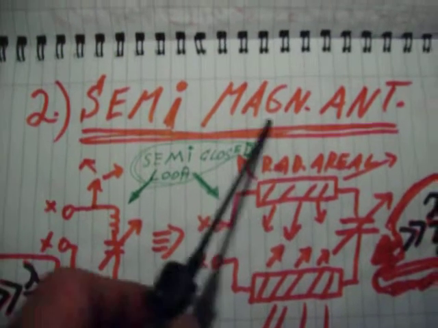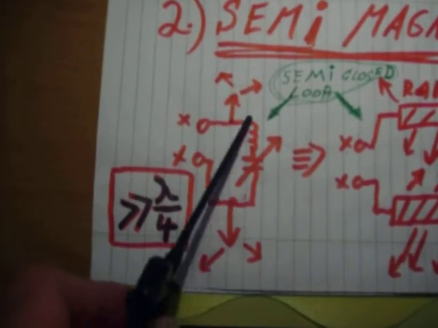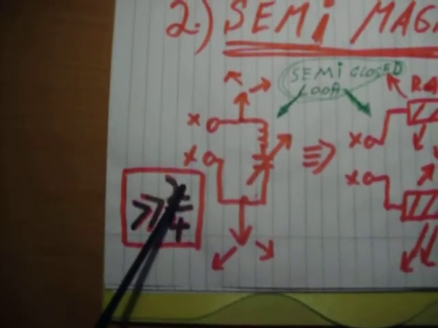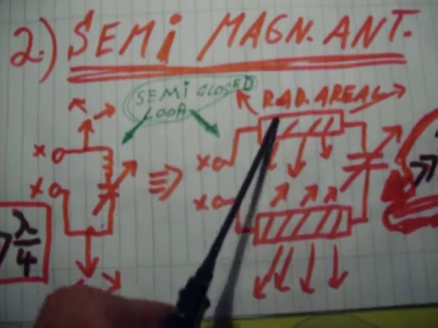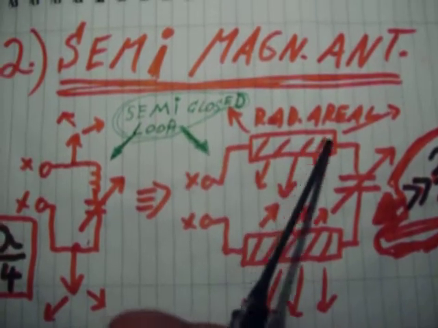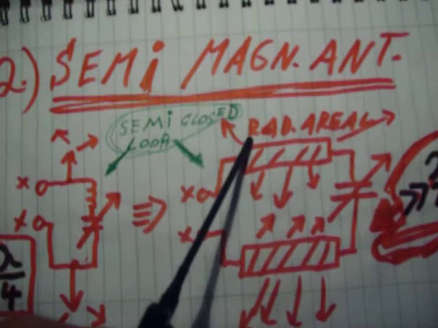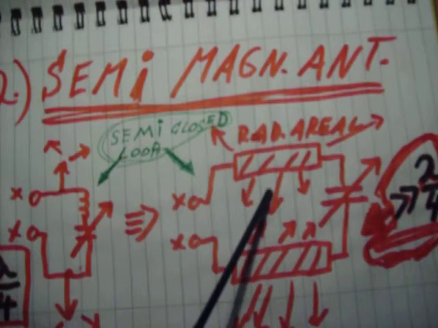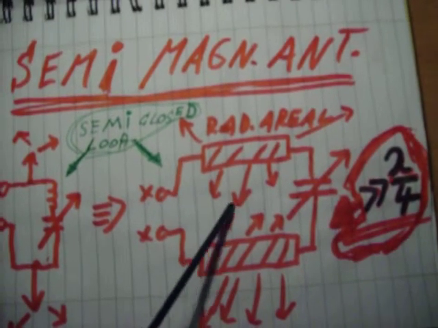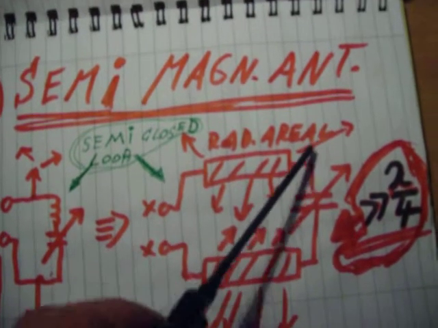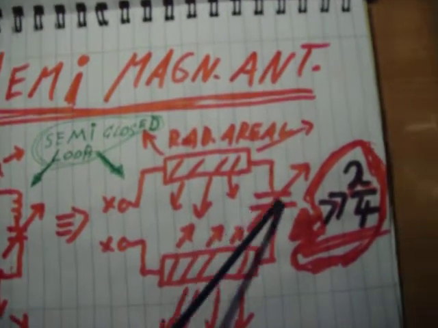And the semi-magnetic antenna is the same as with a capacitor, but it's much smaller than a quarter of a wavelength. And part of it is also radiating an electric field, and a little bit, some of the radiation, is a magnetic field. Okay, that's the semi antenna in reality.